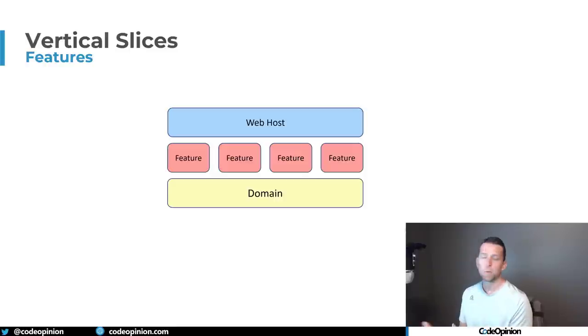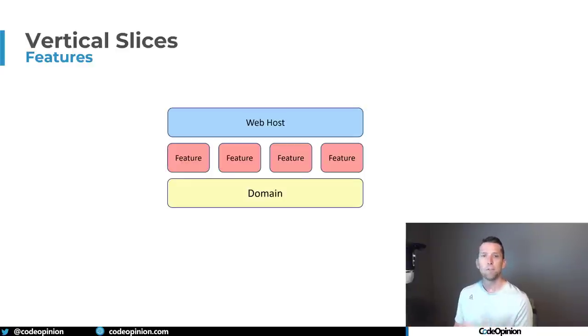The features contain everything that we care about. That's going to be our application logic. And if we have something relevant to our domain that we want to share across features, we can do that. Now, again, this is very narrow. You'll see that there's no infrastructure. There are no separate projects related to any of that.